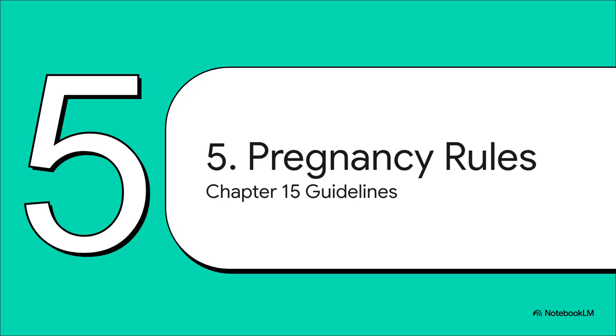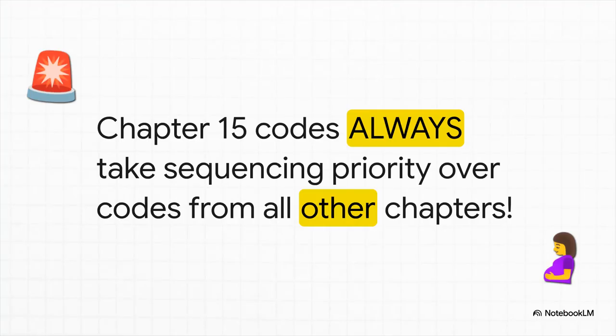Finally, Section 5. Let's tackle Chapter 15, Guidelines for Pregnancy, Childbirth, and the Puerperium. This chapter dictates strict, unbending rules for maternal records. If you take away anything from this explainer today, know this override rule. Chapter 15 pregnancy codes will always bump codes from all other chapters down the sequencing list. If a pregnant patient comes in for a seemingly unrelated condition, that Chapter 15 code still leads.